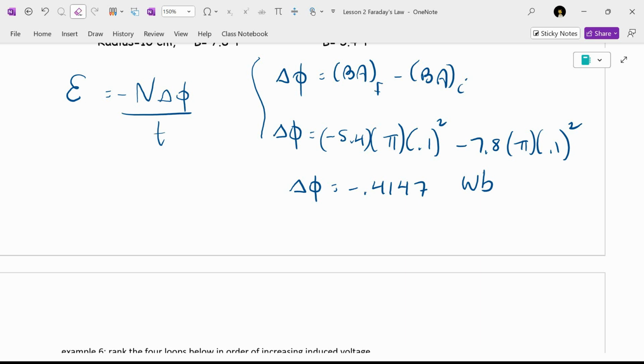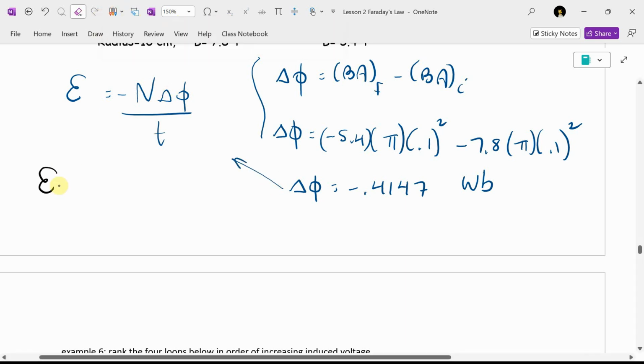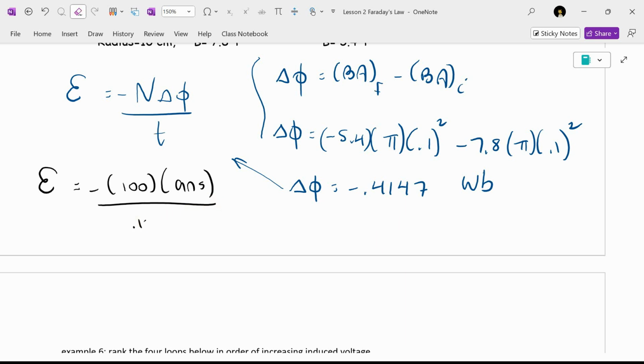Is that right, by the way? Everybody get the same thing? Okay. Walk it over to here. I'm going to get the EMF is negative N, which was 100, I believe, times the changing flux, that's going to be my answer button, divided by the time, which I believe was 0.12.